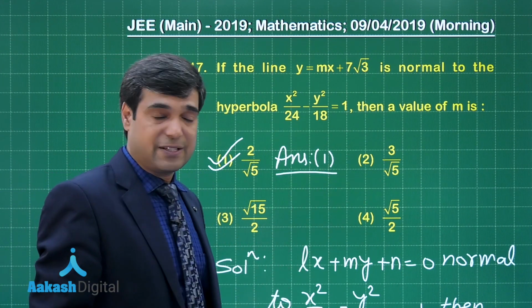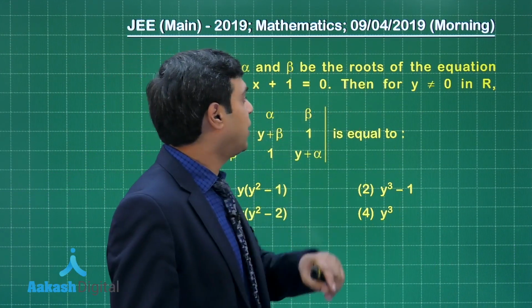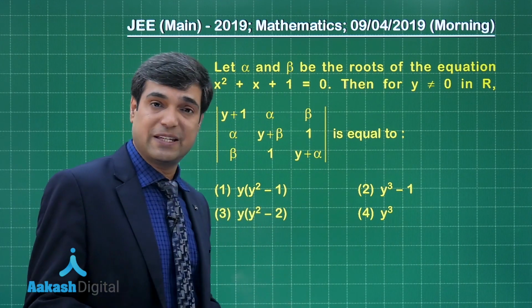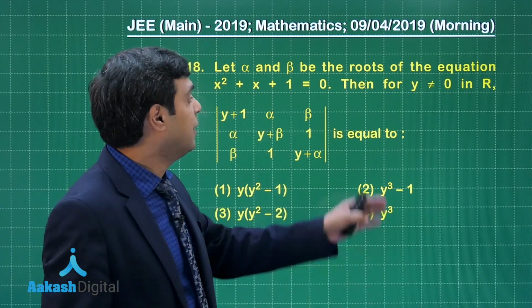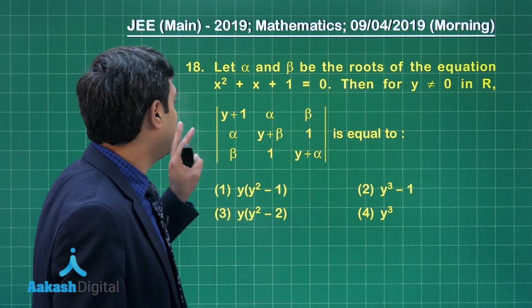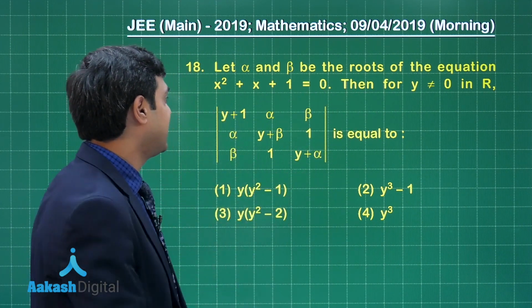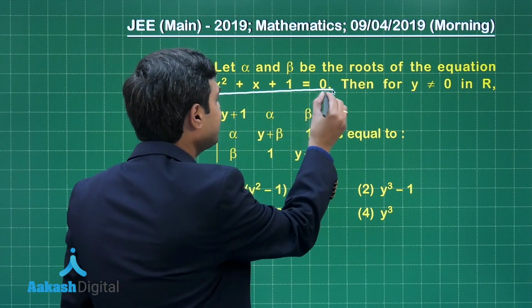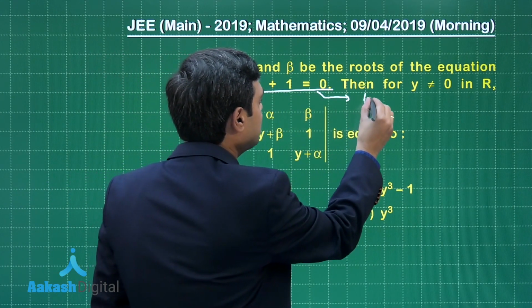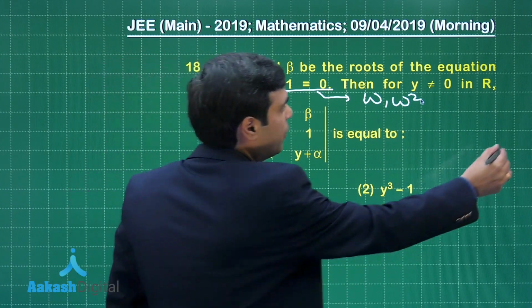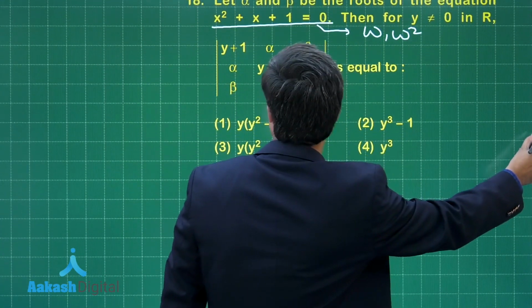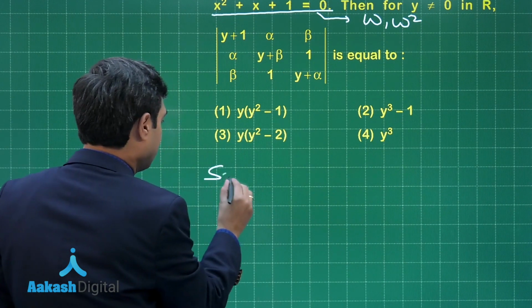Let's move on to the next one. Let α, β be the roots of the equation x² + x + 1 = 0. That is, we can take ω and ω². Then for y not equal to 0 in R, we have to simplify this determinant. For this equation, we can simply say roots, that means ω and ω². For α and β we can put, for any of the two, you can put ω or ω².